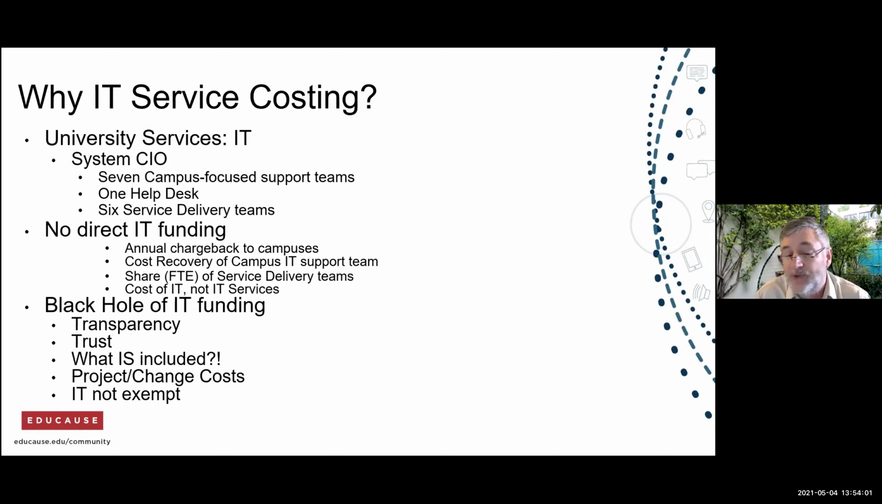The black hole results in a lack of trust, confusion about what's included and what isn't, and misunderstanding about the cost of new initiatives, projects, or upgrades. IT itself is not exempt from these issues. Many IT staff and leaders are unaware of just what's included in the annual charge to campuses, or were unaware. IT service costing illuminates and encourages conversations about IT services, how they're paid for, how they're delivered, who consumes them, and ultimately helps IT improve its position as a strategic partner.